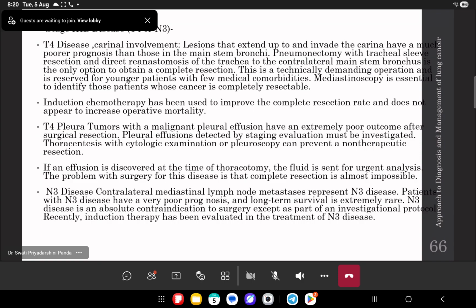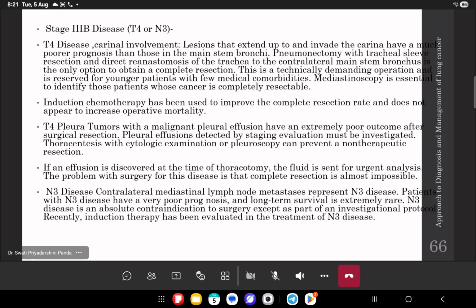Mediastinoscopy is essential to identify those patients whose cancer is completely resectable. Induction chemotherapy has been used to improve the complete resection rate and doesn't appear to increase operative mortality. T4 pleural tumors with a malignant pleural effusion have an extremely poor outcome after surgical resection. Pleural effusions detected by staging evaluation must be investigated.